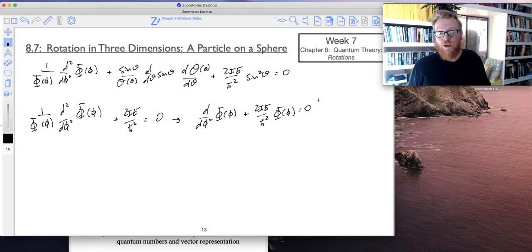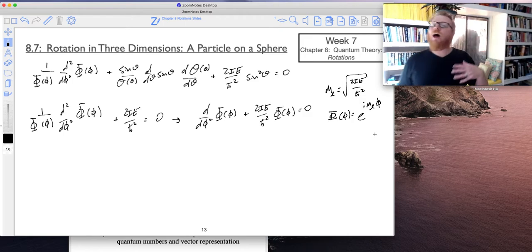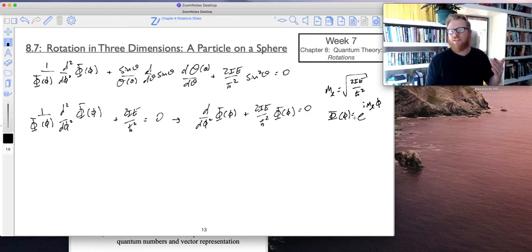That's fantastic. We know that, of course, ml equals the square root of all of those constants, 2ie over h bar squared. We also know that this wave function, which we're now calling phi, right, will equal e to the i ml phi, where that ml takes on the plus minus values. And of course, this has to be normalized, and we normalized it already. Fantastic.